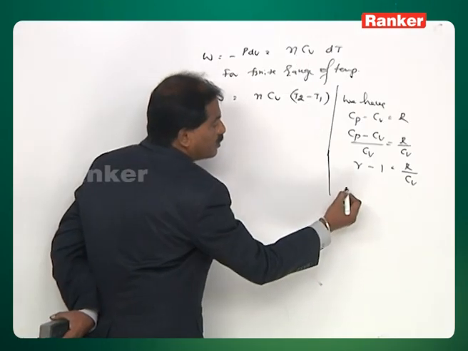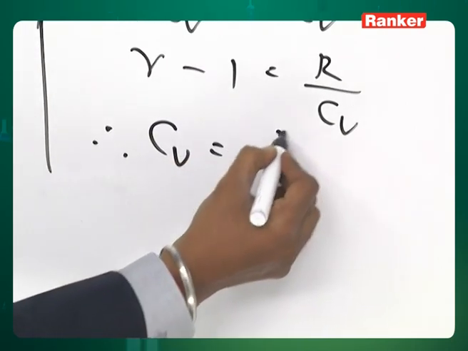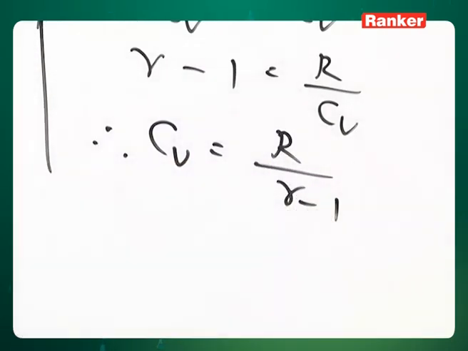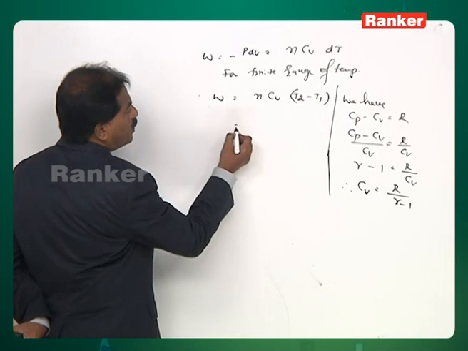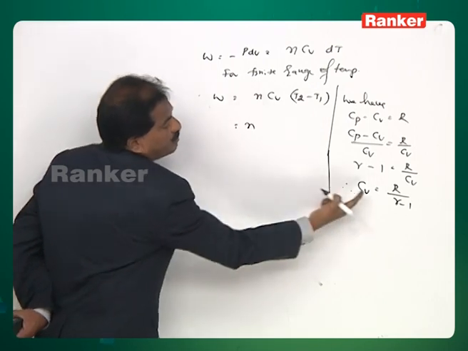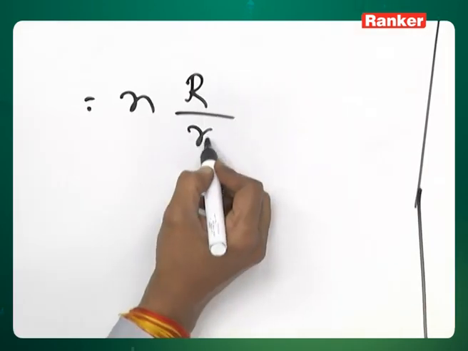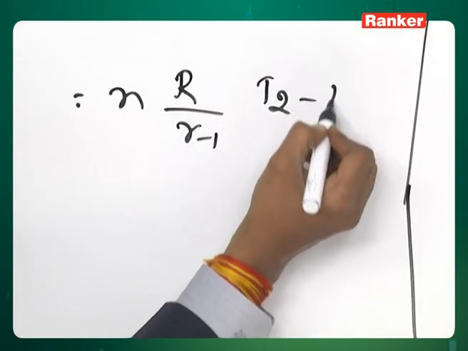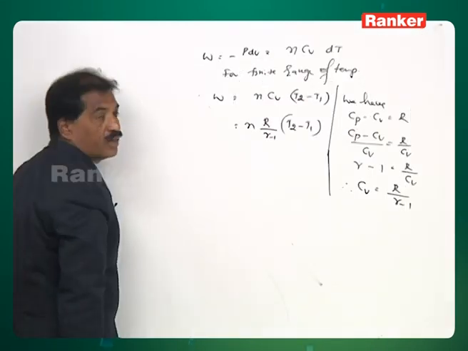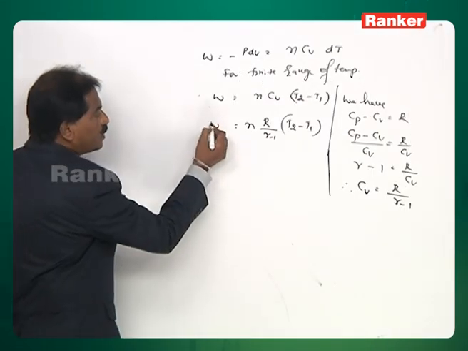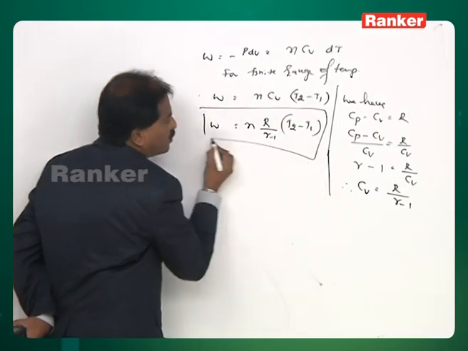Therefore, Cv is equal to R upon gamma minus 1. Here now you replace this Cv with R upon gamma minus 1, times T2 minus T1. Therefore, this is the work involved in the adiabatic process.